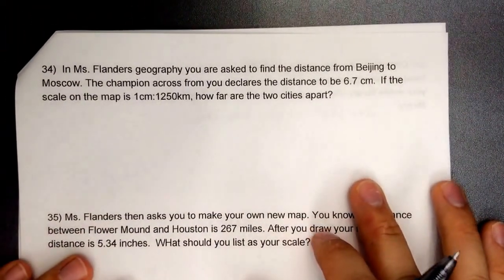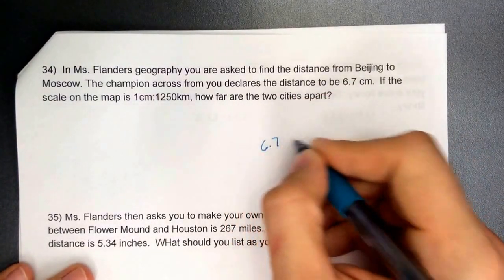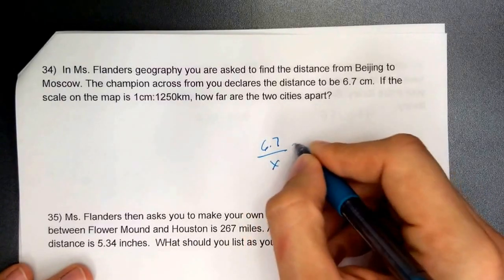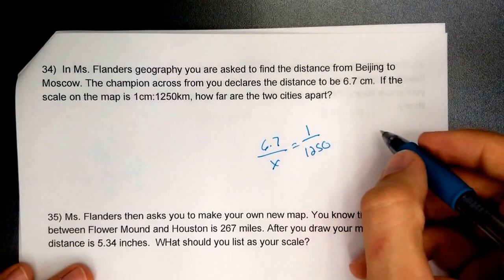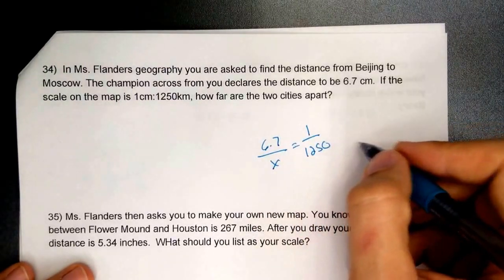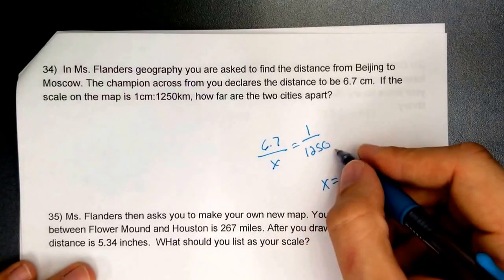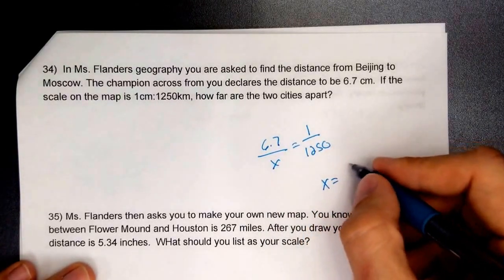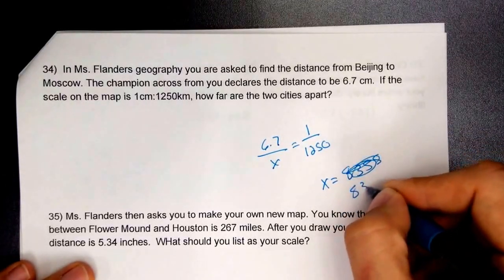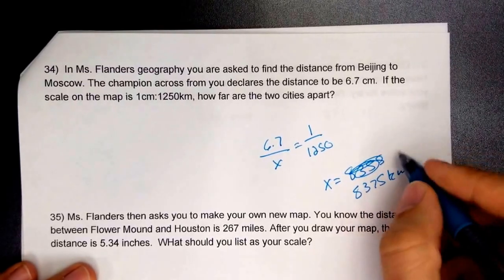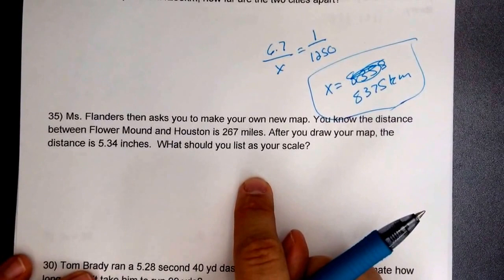In Miss Flanders' geography class, we're asked to find the distance using a scale. So it's 6.7 centimeters. We want to know how many miles that represents. We do know that 1 mile is equal to 1250 kilometers. So we're going to do it in kilometers. So 1 times x will give us x, and then 1250 times 6.7 is going to give us 8,375 kilometers away. Round that to the nearest kilometer. 35.